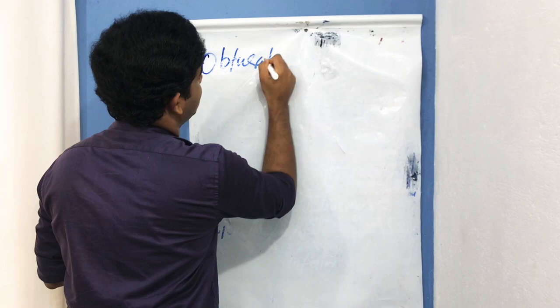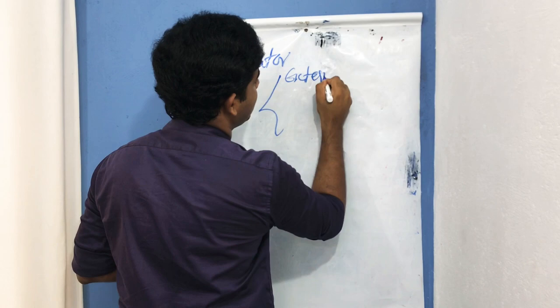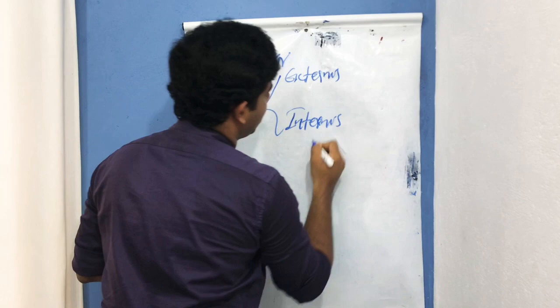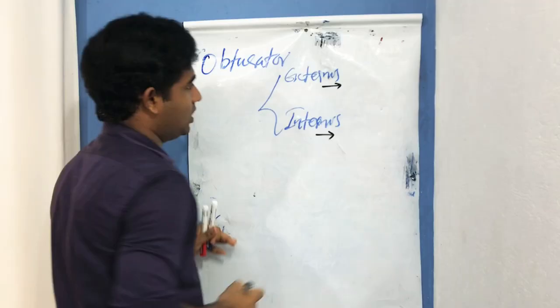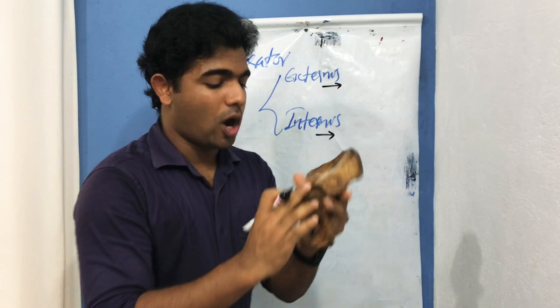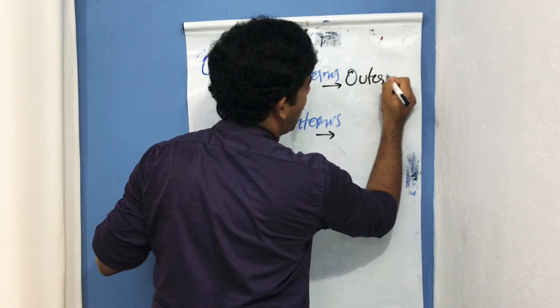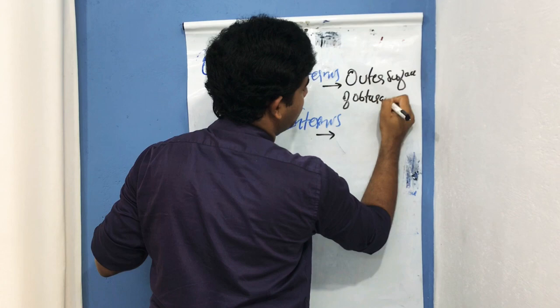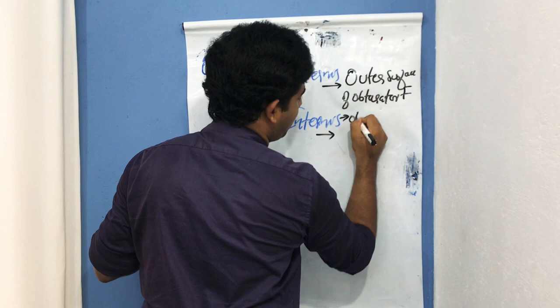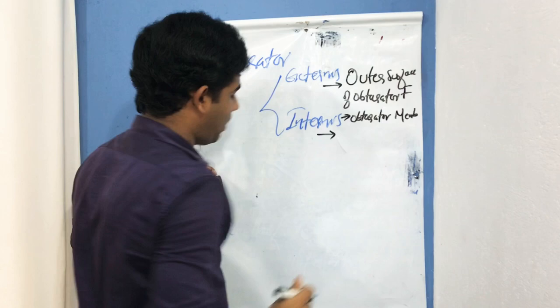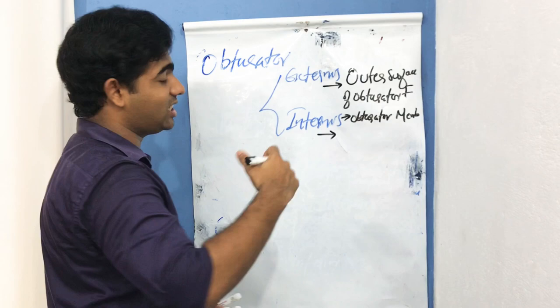You have two obturators, the externus and internus. You know that there is a foramen known as the obturator foramen. Externus, meaning external, will arise from the outer surface of the obturator foramen. Very good. And the outer surface of the obturator membrane. The obturator membrane is a membrane that covers the obturator foramen. That is the obturator externus. Remember, externus arises from the outer surface.